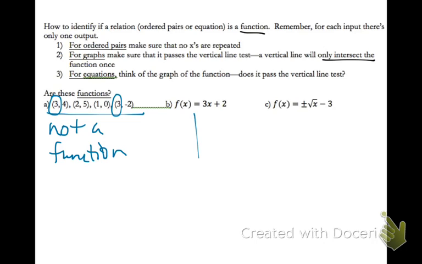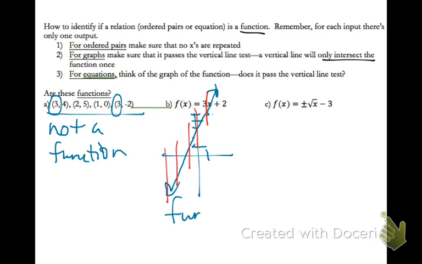On B, I look at that and I realize that that is in slope-intercept form, and it's the equation of a line. So if I quickly plot this line, you don't have to actually plot them each time. You can just picture lines, and you know that if you pass vertical lines through this graph, it will only intersect once. And so it does pass the test. An equation of a line is a function.